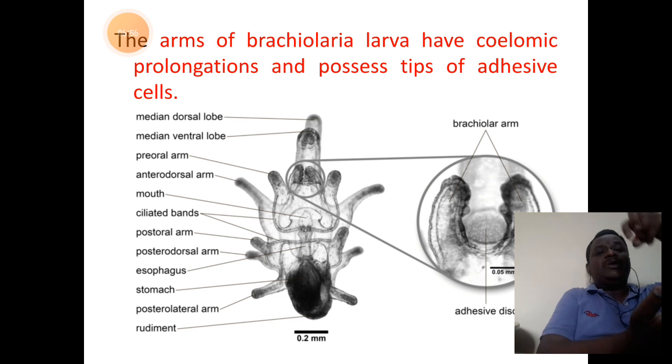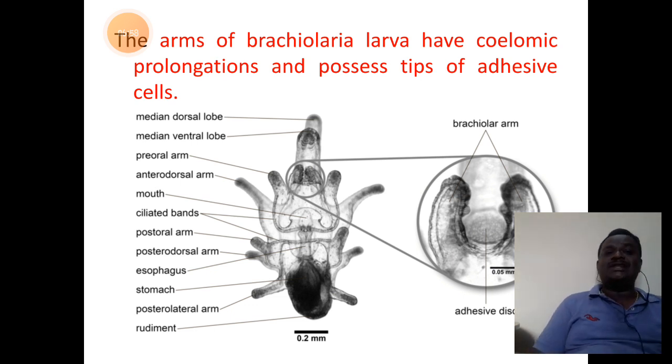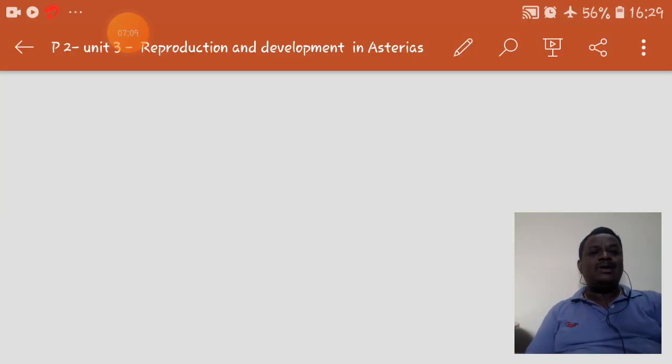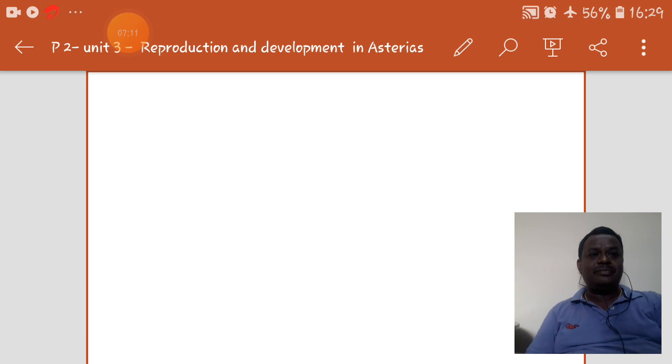Why does the organism need to attach there? Because it needs to show certain changes in its body, for which it needs to hold on to a certain substratum very strongly. Okay, now what are the changes that this particular larva shows?